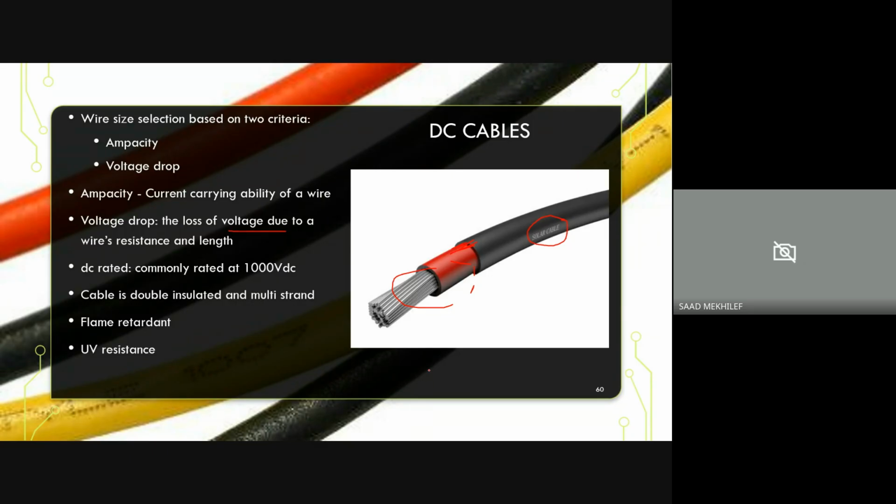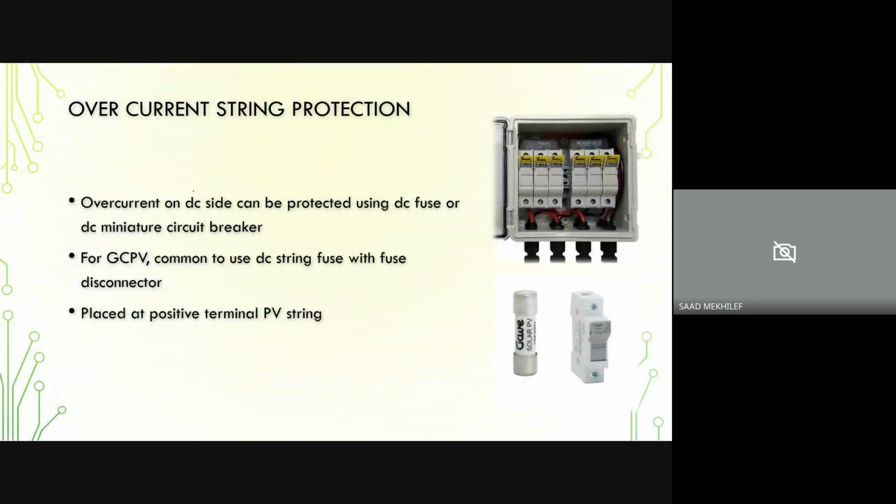The same goes for protection, what we call string current protections. Usually we see here solar PV. These are designed for DC circuit breakers, DC fuses or DC circuit breakers. So this is very important. You cannot simply use any AC circuit breakers. Very, very important.